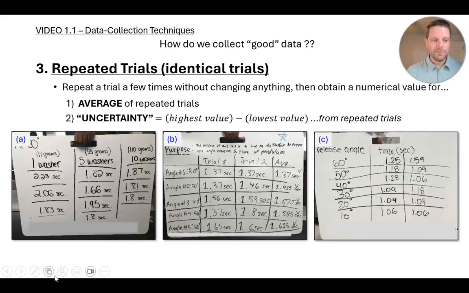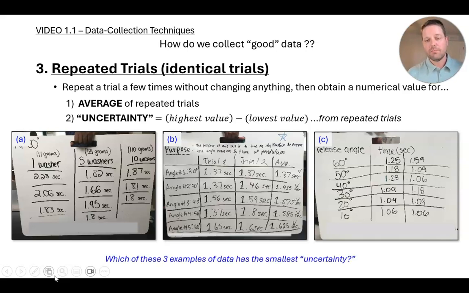So let's take a look at a couple examples. What we want to look at here is which of these 3 sets of data have the smallest uncertainty. As I look through the repeated trials, I'm going to look for the highest and the lowest. So that's for one washer. When they used 5 washers, the highest one and the lowest one were 1.95 and 1.66. And when we used 10 washers, the highest and the lowest were 1.87 and 1.8. Of those, I can already see that these are going to be the biggest difference, and what I'm going to use for uncertainty is 2.23 minus 1.83. That's 0.4.